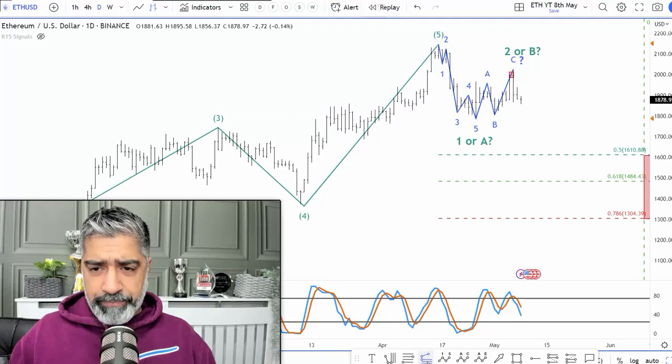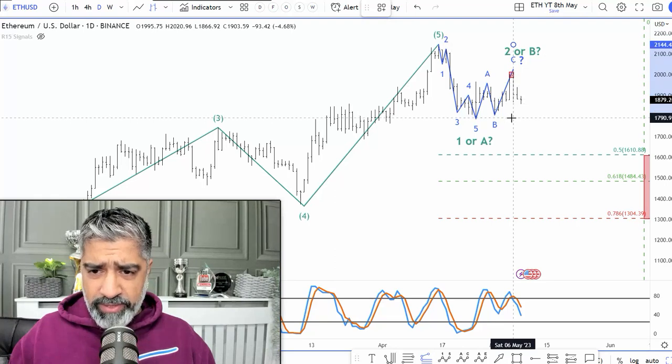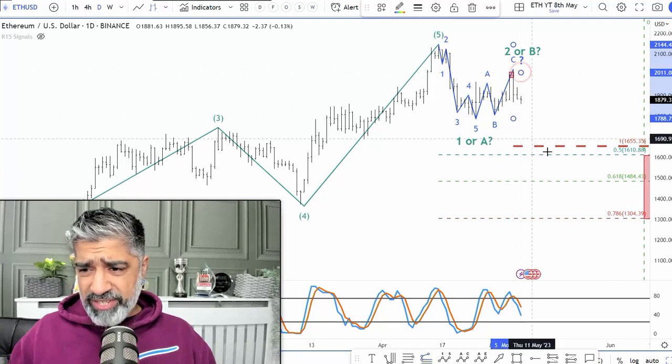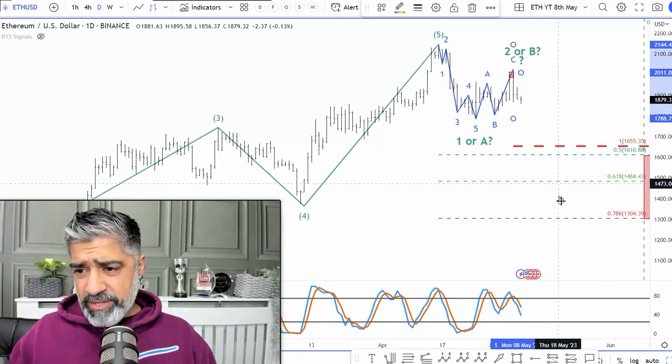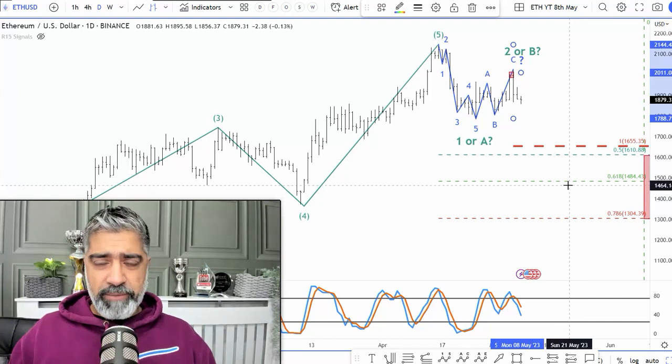So let's just do that. Let's just do it from this point here. We're going to measure the beginning to the end of wave 1 or A, the 5-wave move to the downside, and we're going to project it from the peak. And you can see it's really close to that 50% price. So we're talking about $1,600 thereabouts, $1,655 with Ethereum.